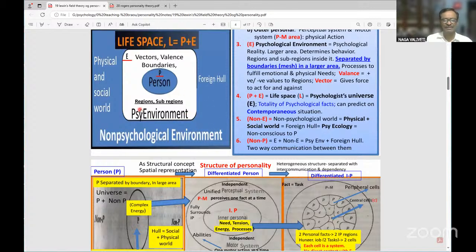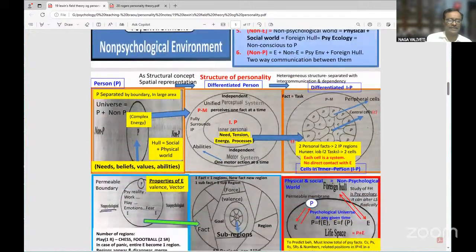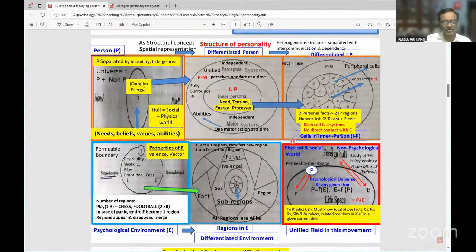This is E. Non-E is the non-psychological: the physical, social world, foreign hull. The study of the hull is called psychoecology. Non-P, other than P, is E plus hull. Now, how the activities go on: I already told that there is a boundary, this is P, and there is non-P. It includes the hull and the psychological environment. E plus hull is non-P.